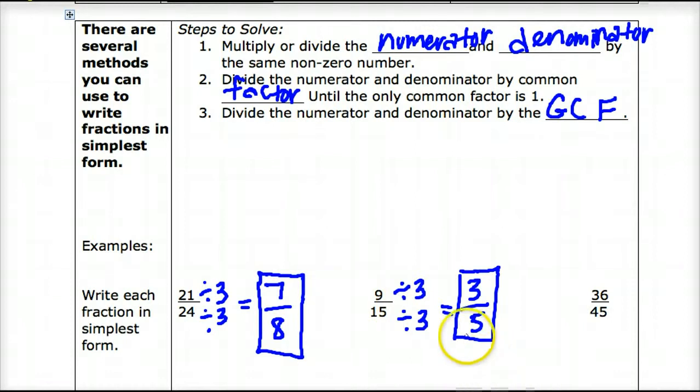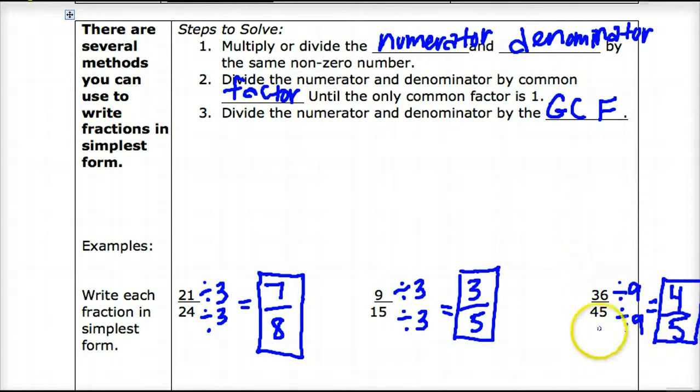And the same thing applies to 36/45. We know that both of these numbers can be divided by 9. So same number on top and bottom. We know that 9 will go into 36 4 times, and that 9 will go into 45 5 times. So since no number will divide evenly into 4 and 5, we know that 4/5 is the simplest form of 36/45.